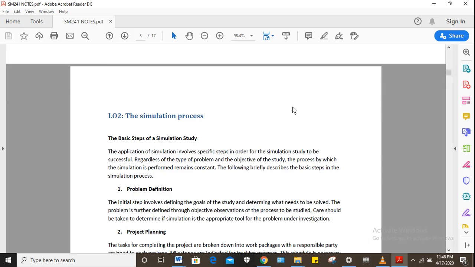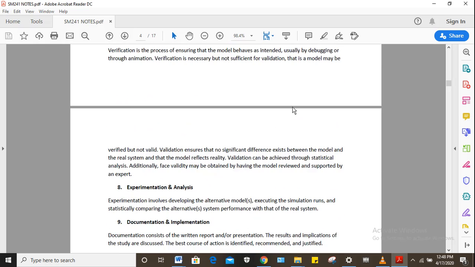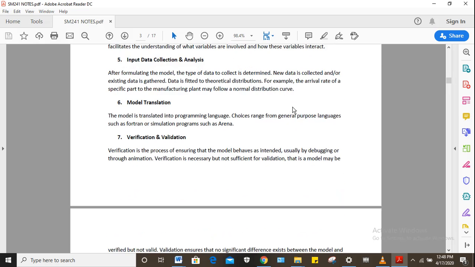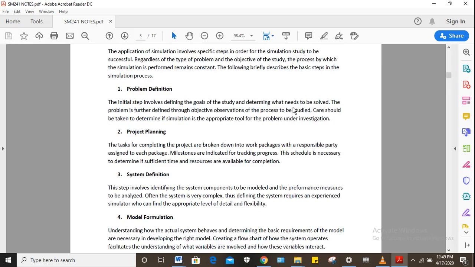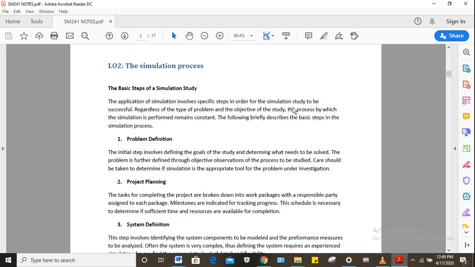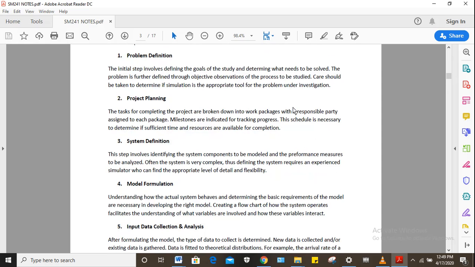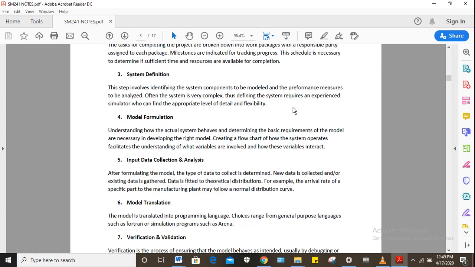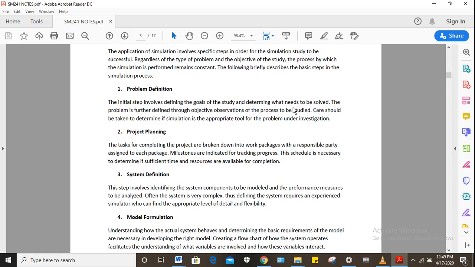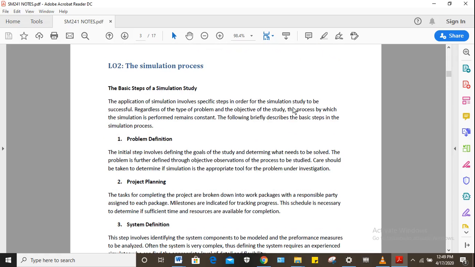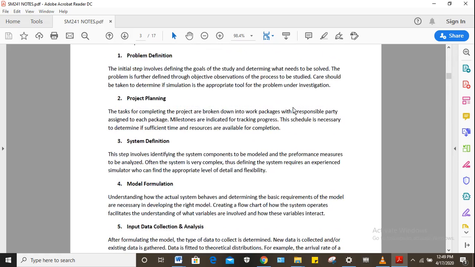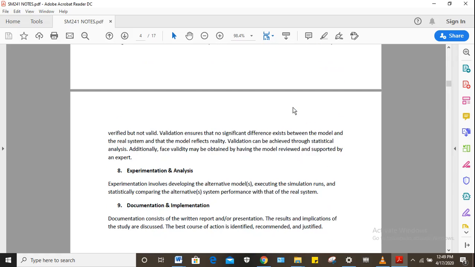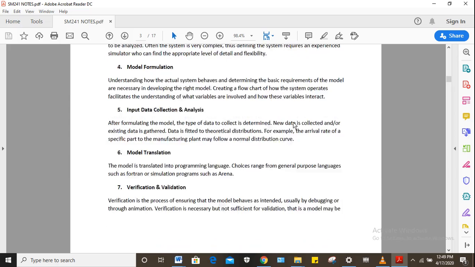It involves about 7 to 10 steps, but in our notes we've got 9 steps. The first one is to define the problem, or problem definition. Second one is project planning, system definition, model formulation, input data collection and analysis, then model translation, verification and validation. We have already had this question in exams, and most of you did very well, so I won't spend much time on that, but you need to be able to explain the simulation process. Sometimes you may give 7 steps depending on the source that you consult. I'll still be okay with that.